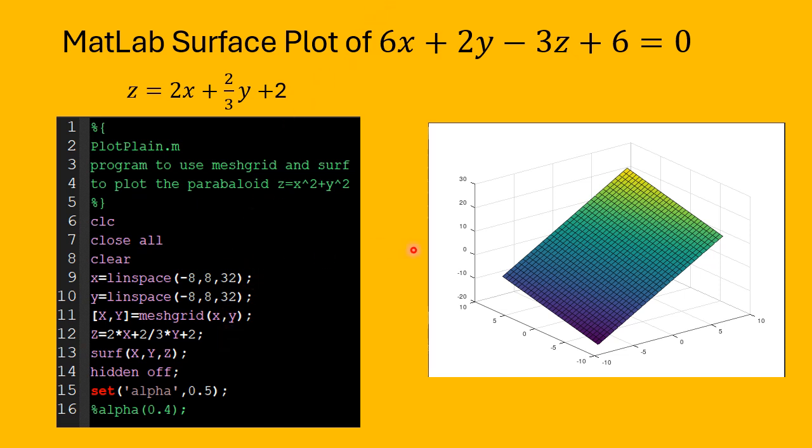This program, when run, creates this type of image. We could use surf like this, and in the figure window we could actually move the axes around, rotate them, and so forth, so that we can get other views of this surface.